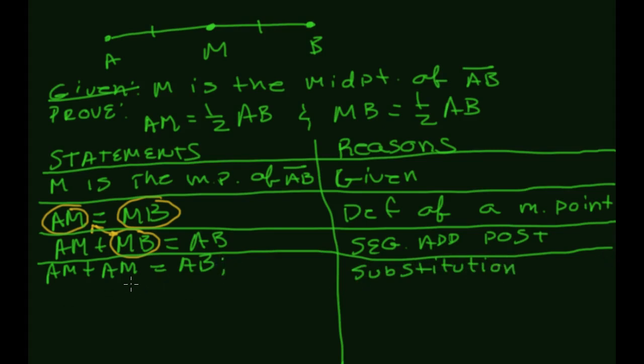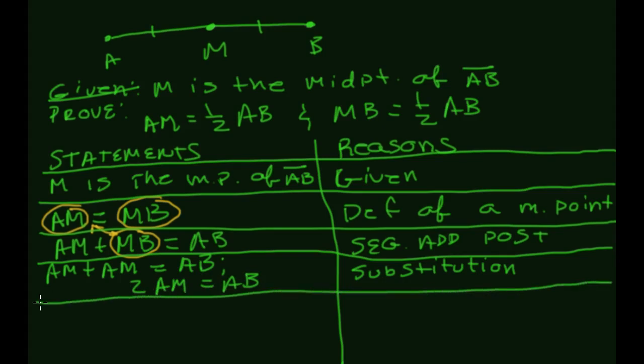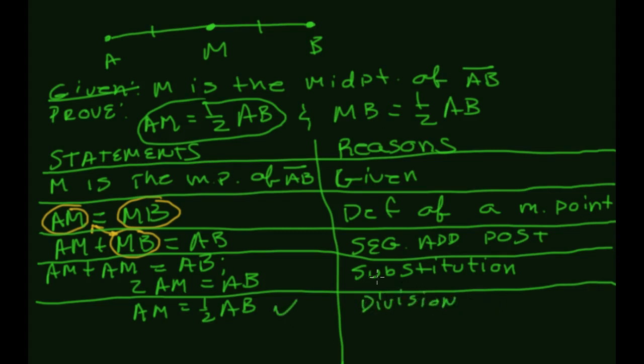Now, you can also word that as 2AM equals AB, right? 2AM is equal to AB. All right, so let's see where we can go from there. Well, if I divide both sides by 2, I end up with AM is 1/2 AB. That's one of the things that I'm trying to prove. What did I do? I divided both sides by something. So I used the division property. And yay, I've got one thing that I'm trying to prove. That's awesome. But I still have this other thing.